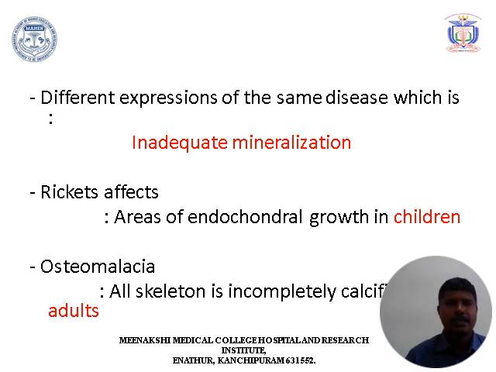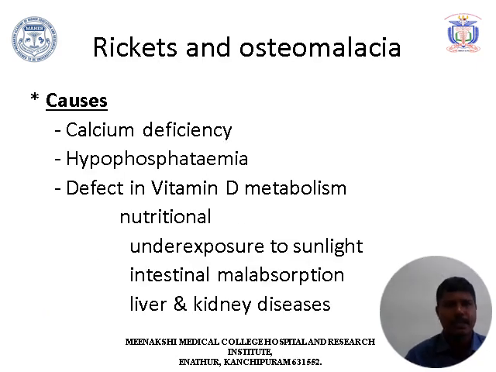So what are rickets and osteomalacia? Both are different expressions of the same disease, that is inadequate mineralization. Rickets affects children, whereas osteomalacia affects the bones of adults. What are the causes of rickets and osteomalacia? It may be a calcium deficiency, a phosphate deficiency, or a defect in vitamin D metabolism. A defect in vitamin D metabolism may be due to nutritional causes, underexposure to sunlight, intestinal malabsorption, or any problem in the liver; kidney disease will also affect vitamin D metabolism.